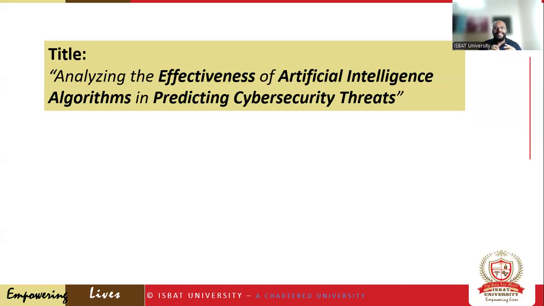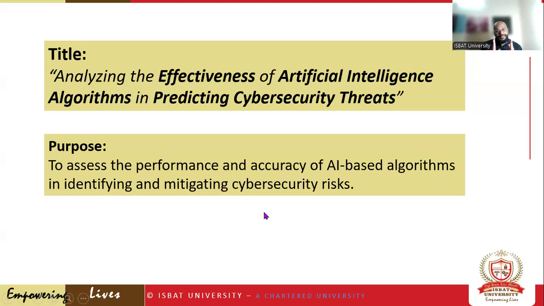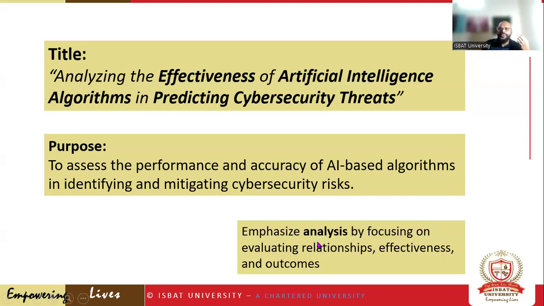Here the title says analyzing the effectiveness of artificial intelligence algorithms in predicting cybersecurity threats. If you keep the word analyzing here, still it says the effectiveness of artificial intelligence algorithms. So what is the purpose of the researcher here? The researcher is trying to assess the performance and accuracy of the AI-based algorithms in identifying and mitigating threats which can happen in cybersecurity. So as a researcher, don't jump into quick conclusions. You look at what you are trying to emphasize. Are you trying to emphasize on exploration? Are you trying to emphasize on analyzing? So here the researcher is trying to make the relationship, the effectiveness. He's going to assess the relationship, effectiveness, and the outcomes.